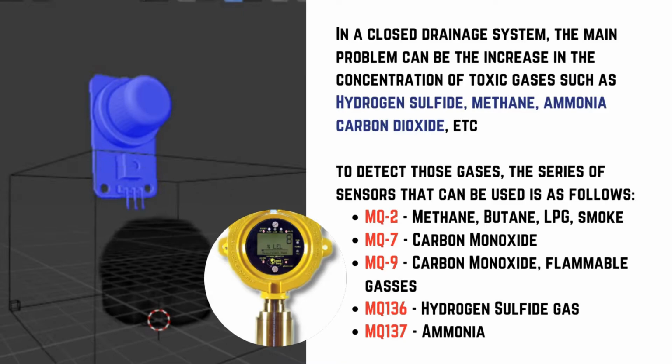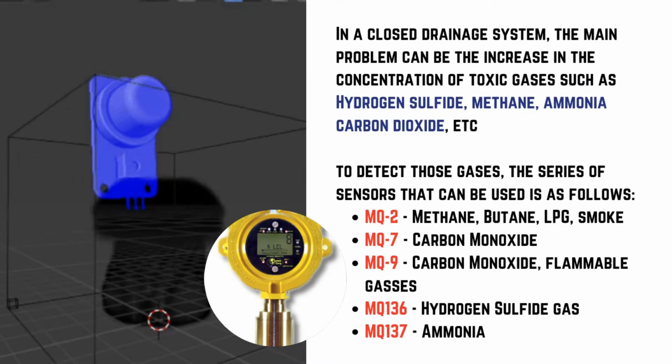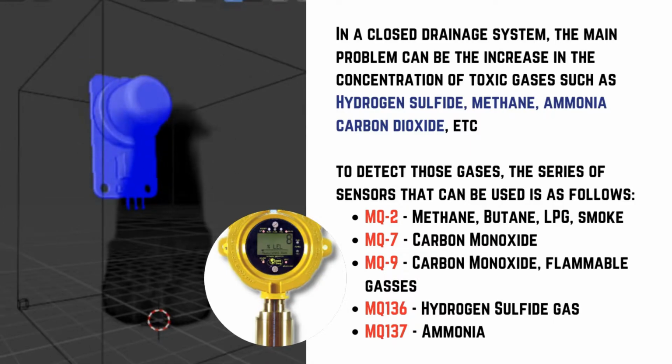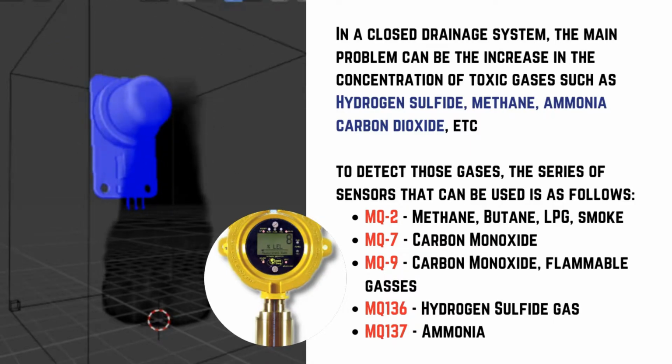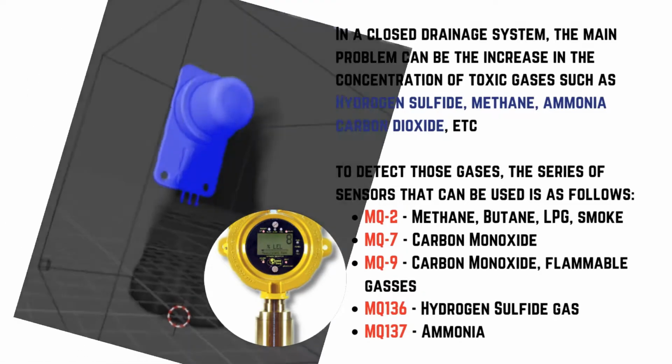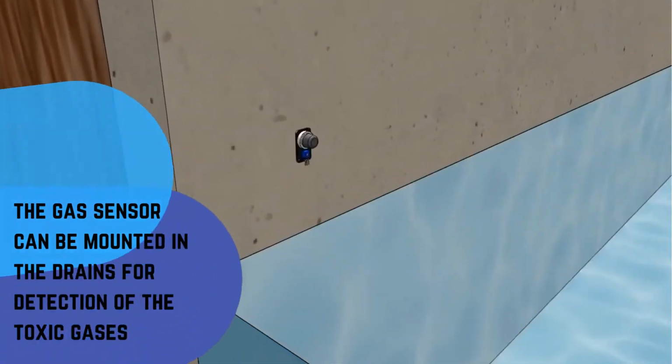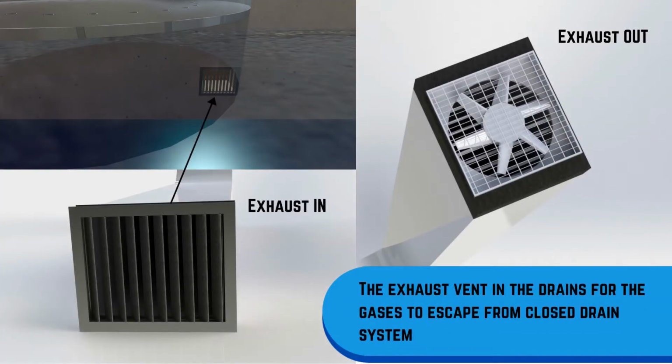Now, the major issue with the closed drainage system might be a rise in the concentration of hazardous gases such as hydrogen sulfide, methane, and so on. To detect the presence of such toxic gases, a variety of gas sensors could be put to use as shown over here. Now, the presence of these hazardous gases can be detected by installing gas sensors in the drains, and when the concentration of toxic gases accumulated inside the drains crosses a certain threshold level, the exhaust vents installed in the system will open to vent out the accumulated gas.